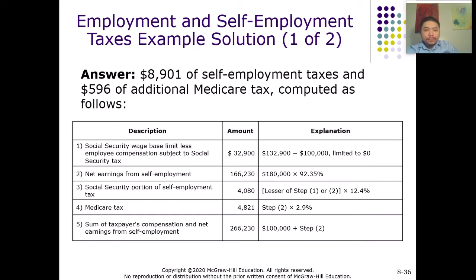All right. So that's the Social Security portion of the self-employed tax. And then Medicare tax. Remember, Medicare tax has no tax limit, right? So we just take straight up the net earning from self-employment, $166,230 times 2.9%. So that gives us $4,821. Now we have the Social Security tax and the Medicare tax for the self-employed activities of these taxpayers.